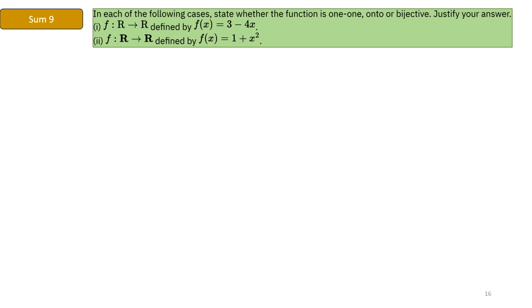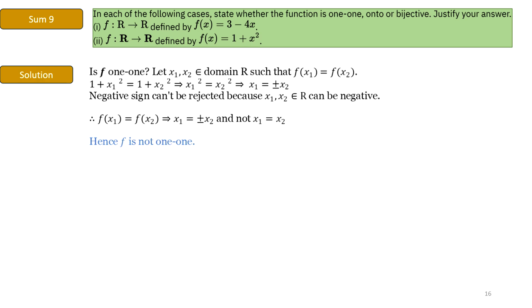In the second part of the question, determine whether f of x equals 1 plus x square is one-one, onto, or bijective. f maps to the set of real numbers. Equating f of x1 and f of x2 does not necessarily mean x1 equals x2, as x1 can be equal to plus or minus x2. Hence, f cannot be a one-one function.